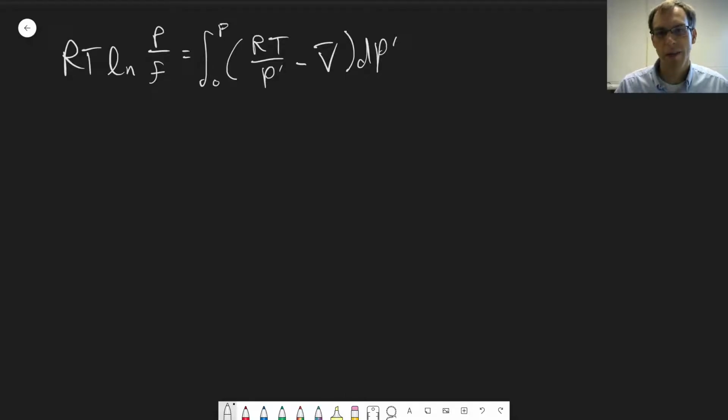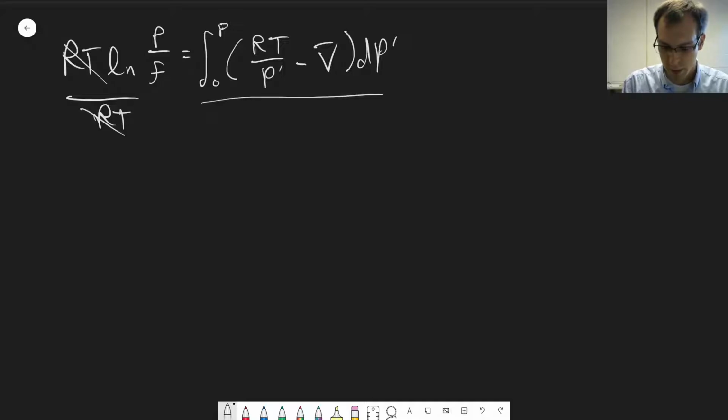Okay, so in the last video we reached this point where we have an expression that involves the fugacity and involves measuring volume, temperature, pressure data, things that we can measure and figure out for gases. And so let's go ahead and rearrange this equation a little bit to make it a little bit simpler. First we'll divide by RT on both sides. So that'll get us just log P over F.